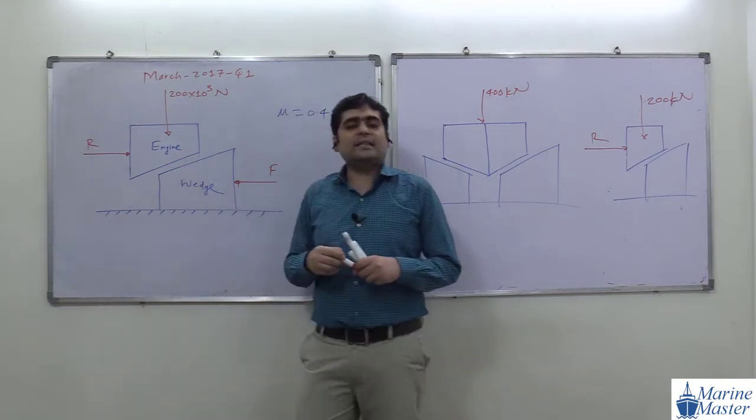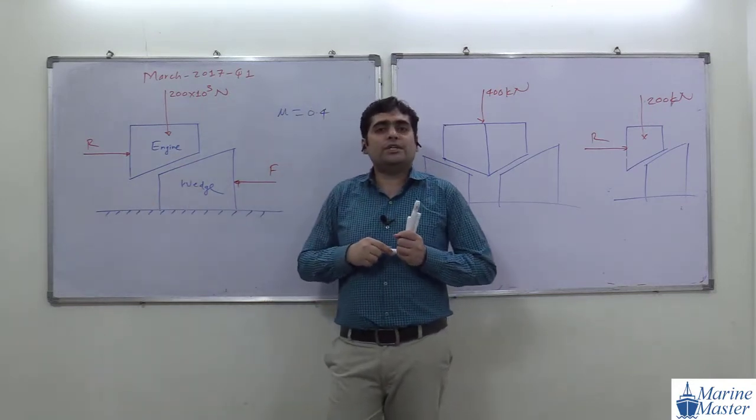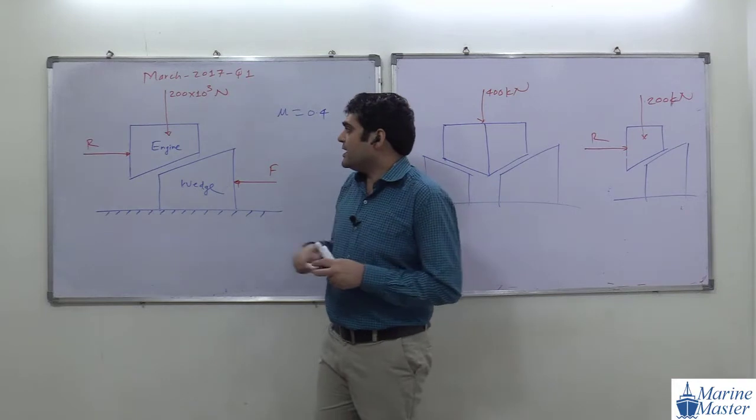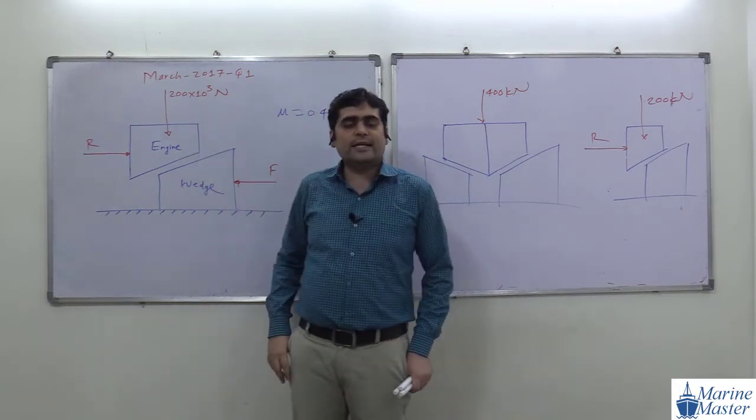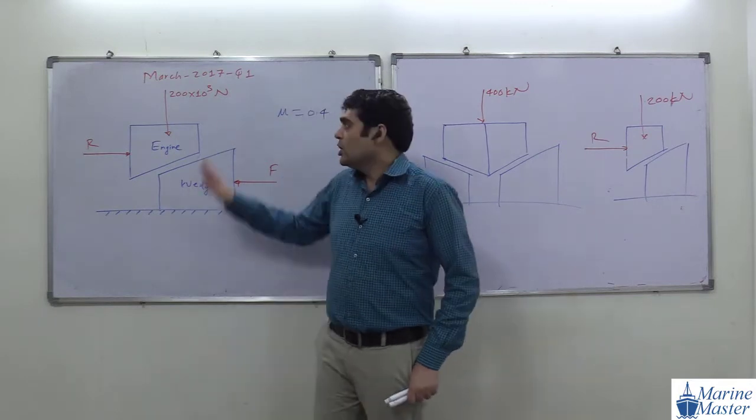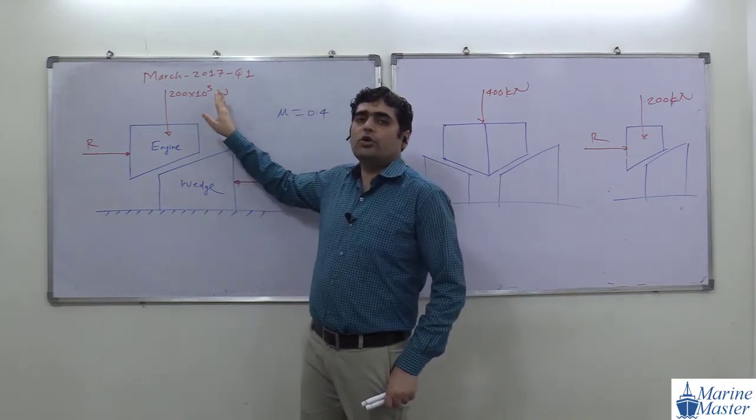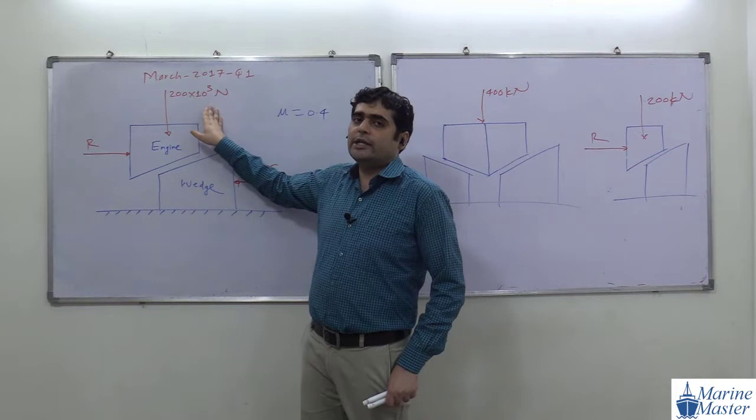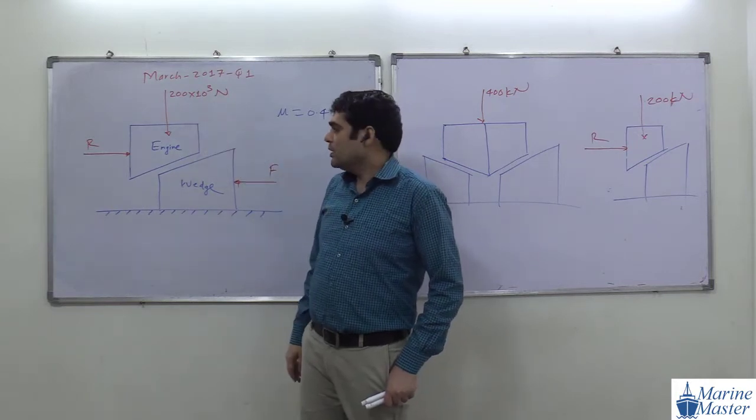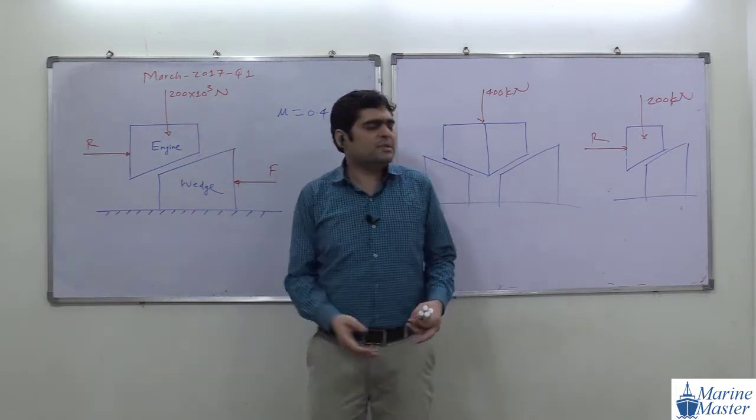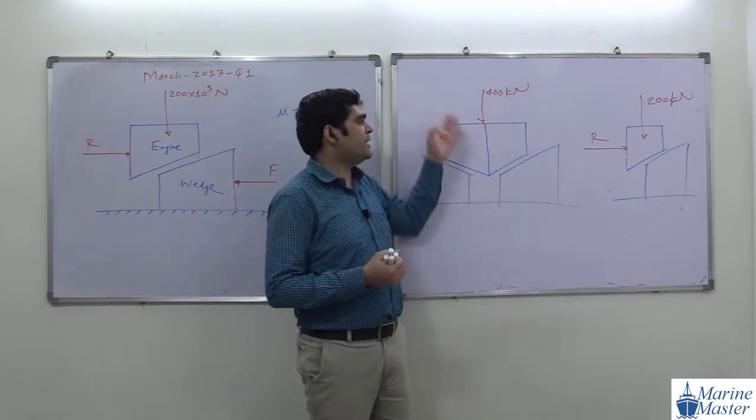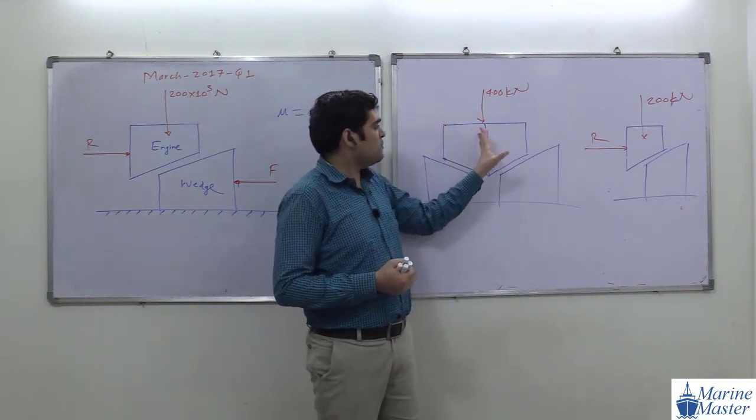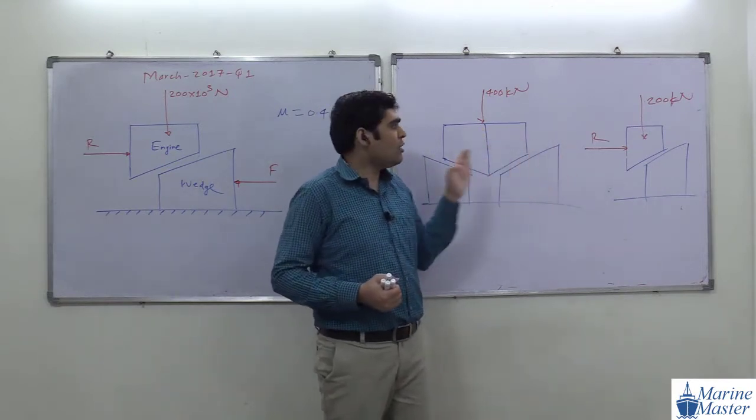Here they have given us the vertical load on each wedge. See the point here. Vertical load on each wedge will be how much? 200 kilonewton. If the vertical load on each wedge is 200 kilonewton, then what will be the scenario? There are n number of wedges, and here I have shown two wedges. For two wedges, how much load? 400 kilonewton.